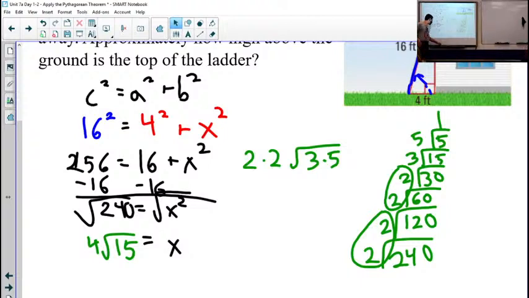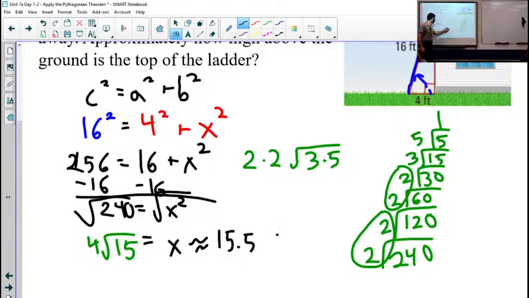So 4 square root of 15 is the exact answer. As a decimal, that's about 15.5. We talked yesterday about how some problems are going to ask for the exact answer as a simplified square root. Sometimes that's what we want. And then sometimes we want our rounded answer in some way. So I'm showing you both to show how both are going to look. All right. Questions on that?